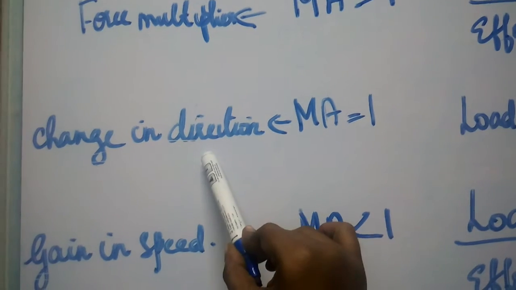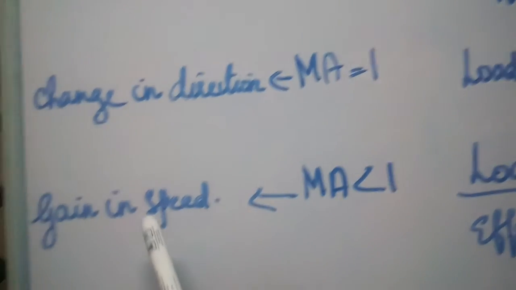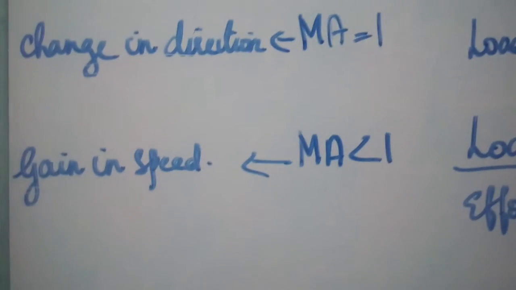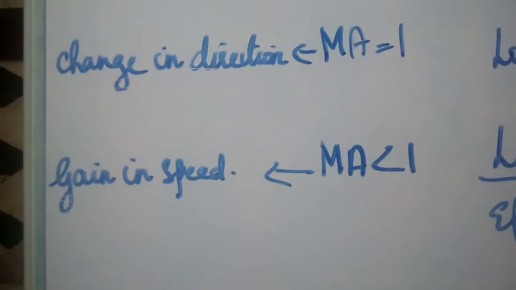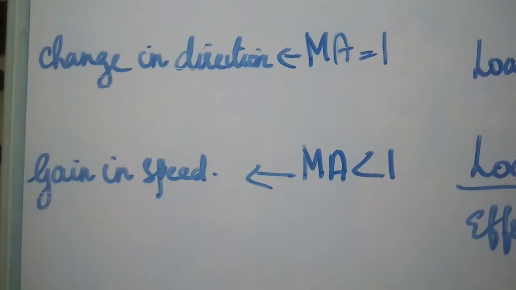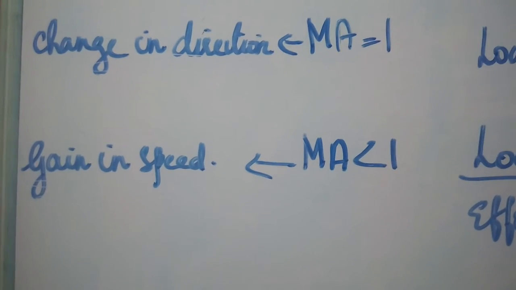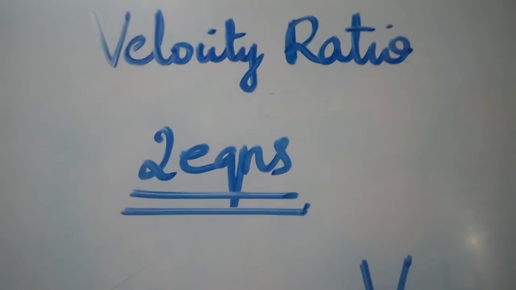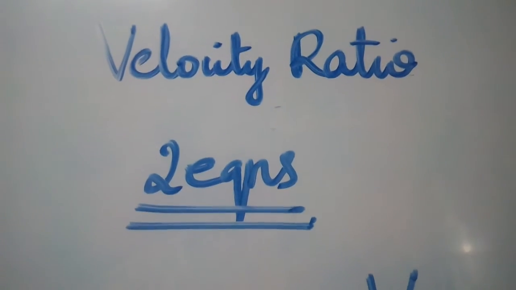So if the mechanical advantage is greater than 1, the machine acts as a force multiplier. If it is equal to 1, it is used to change the direction, and if it is less than 1, it is used as a speed multiplier or in gain in speed.